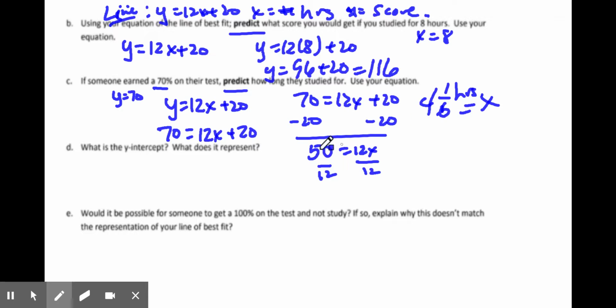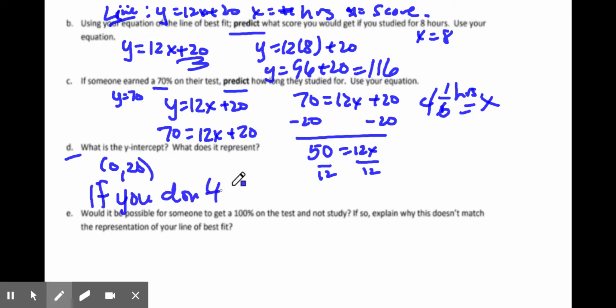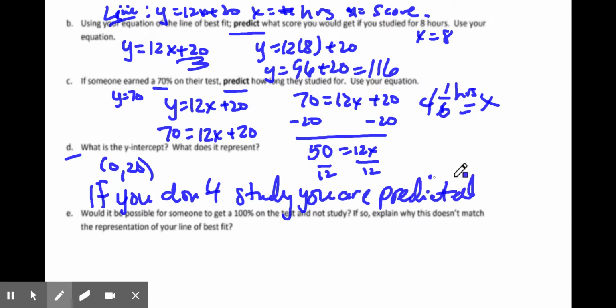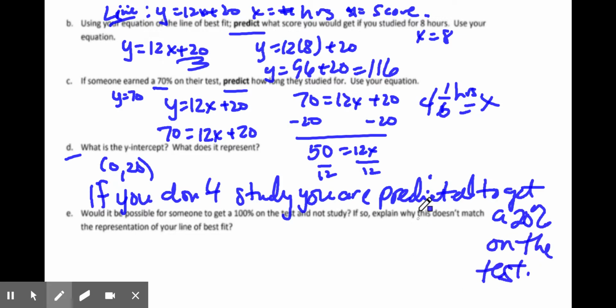All right. So letter D says, what is the y-intercept and what does it represent? Okay, well, we know the y-intercept. It's right here on the line. Here it is. It's 20. Okay, 0, 20. What does it mean? If you don't study, you are predicted to get a 20 on the test. Okay? Again, it's a prediction. It doesn't mean you're going to get a 20. All right? But it's a prediction that you'll get a 20.